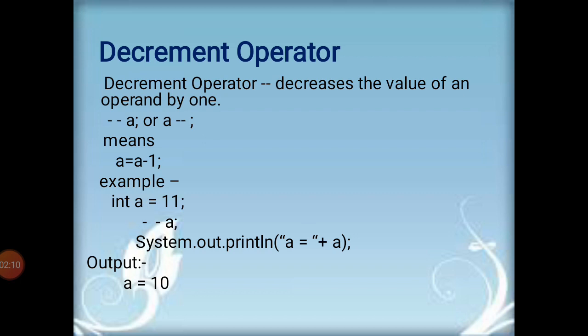Now decrement operator. Decrement operator minus minus decreases the value of an operand by 1. It means it subtracts 1 from its operand. Minus minus a or a minus minus means a is equal to a minus 1. It decreases 1 from its operand. Now again an example, a is equal to 11 and minus minus a means after this the value of a is a minus 1, that is 11 minus 1, that is 10. So it prints the final output a is equal to 10.